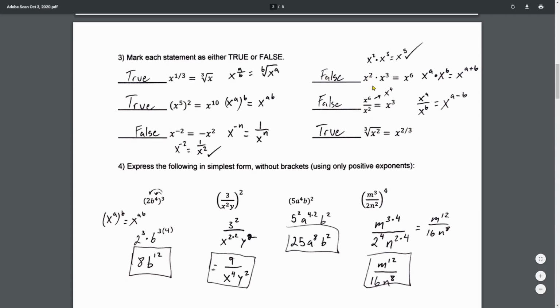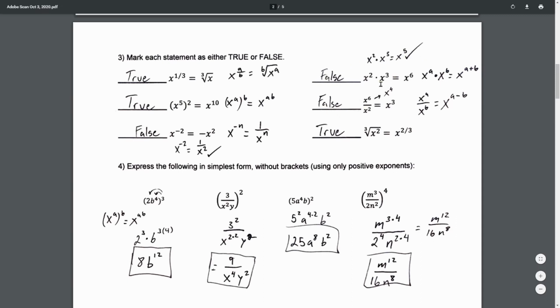Next we have x squared times x to the third equals x to the sixth. The rule for these types of problems is x to the a times x to the b equals x to the a plus b. So we would get false for this one, and the correct expression would be x to the fifth. We would take 2 and 3 and add them together.